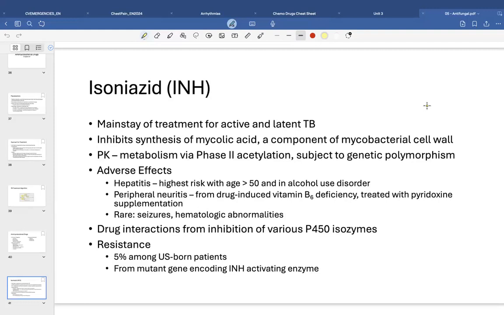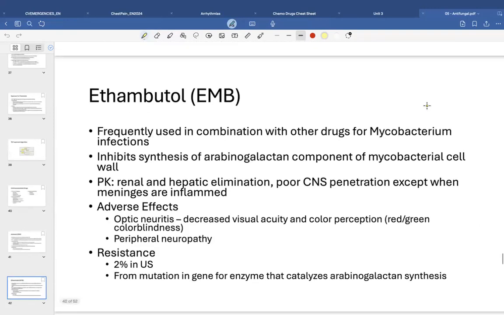Second, INH's partner drug is ethambutol. Again, it's used as part of a triple or quadruple regimen. And this again targets the mycobacterial cell wall. It undergoes renal and hepatic elimination. The key issue here is optic neuritis.